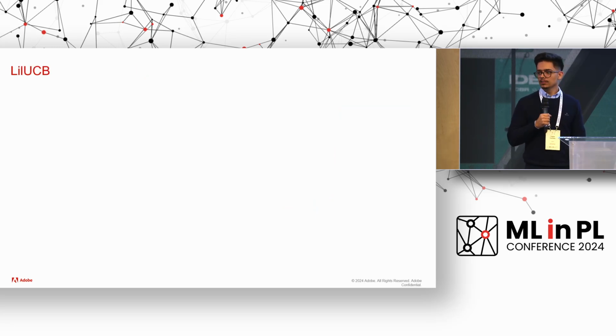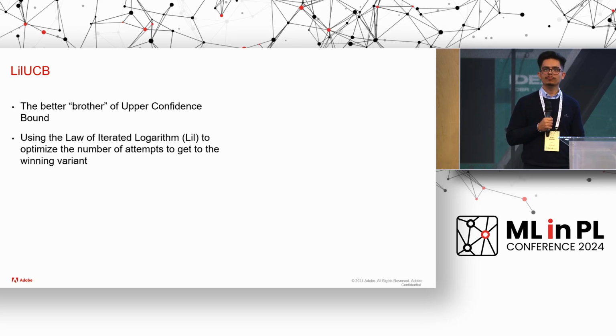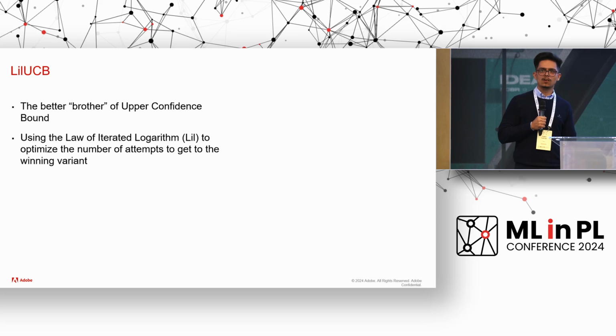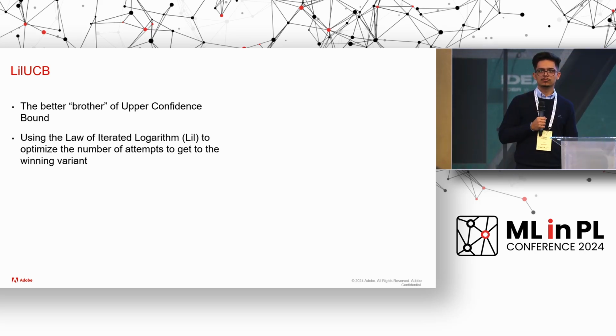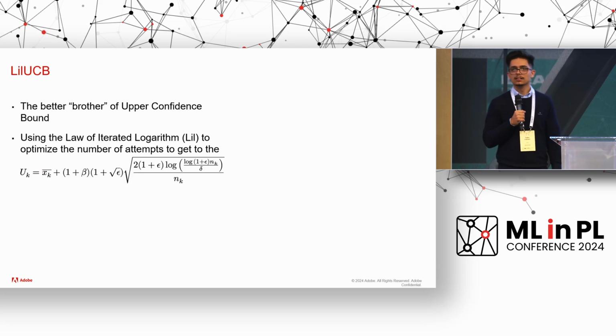Now, last but not least, we have lil UCB. I found this algorithm very good. It's the better brother of upper confidence bound. It uses the law of iterated logarithm, that's why the lil in the name. And it uses it to optimize the number of attempts to get to the winning variant. And we confirmed this hypothesis in our tests.